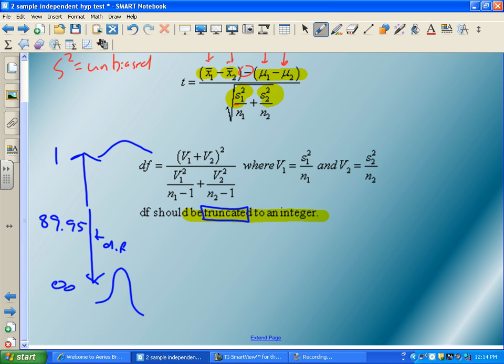So the word truncated here means when I have some decimal at the end of my degrees of freedom, I ignore it. I have to use 89 degrees of freedom here. Truncate means to ignore the decimal part. Okay? Everything else in class we've kind of rounded, so just make sure that you guys are okay with truncating the decimal part. We clear on that?